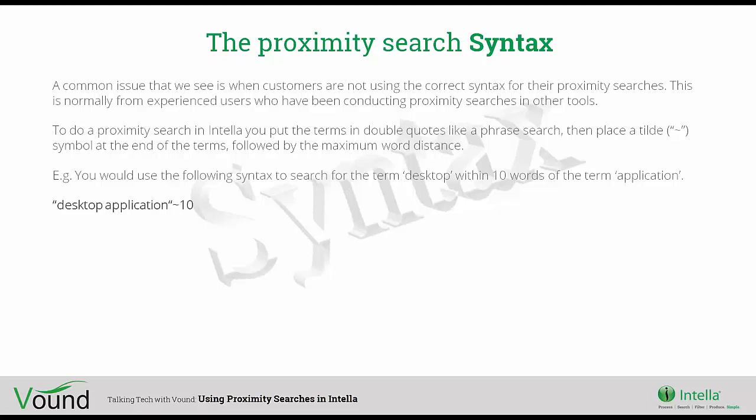In the example you can see on the screen, we encase the search terms in double quotes, and then we add the tilde symbol at the end, and then the numeric value of the number of words that these two terms can be apart. In this case, a maximum of 10. So this proximity search would search for the term desktop within 10 words of application.